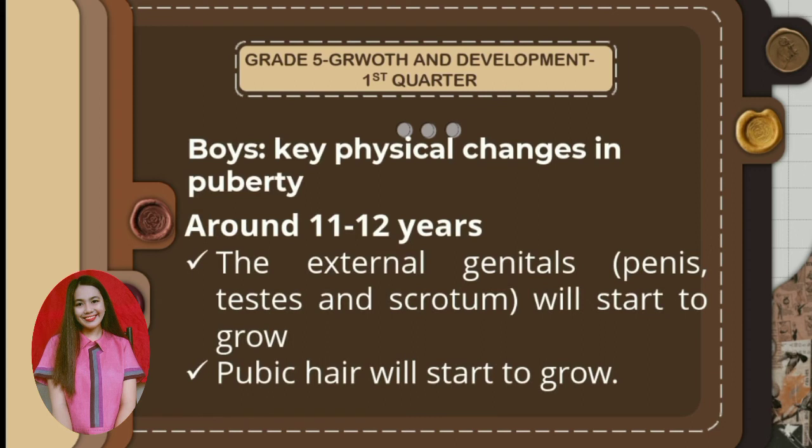In boys, these are the main external physical changes in puberty that you can expect. Around 11 to 12 years, the external genitals will start to grow. It's normal for one testis to grow faster than the other. You can reassure the child that men's testes usually aren't the same size. Pubic hair will start to grow. It will get darker and thicker over time.